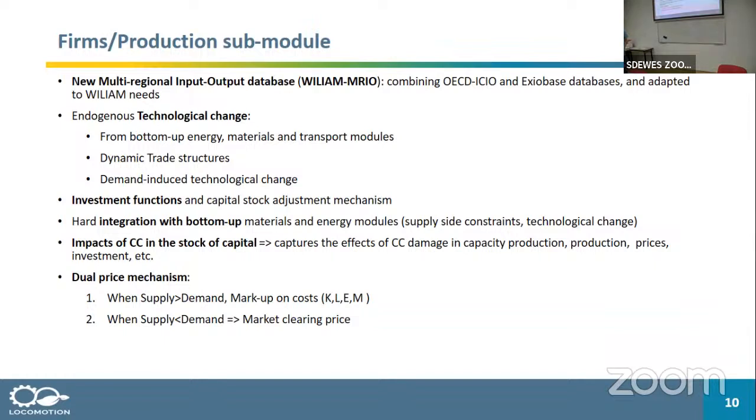But we can have situations, especially due to the supply constraints of resources, in which the demand is greater than the supply. And here, what we have is a market clearing price. So we increase the price until we kill the demand, because we cannot consume more oil than the oil that we are extracting. So we need that mechanism. So this is how it works.